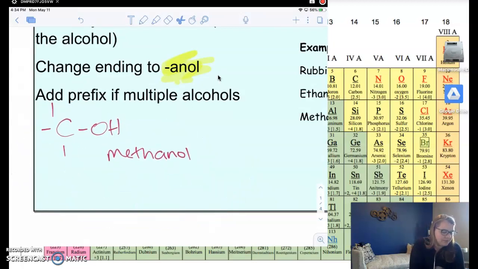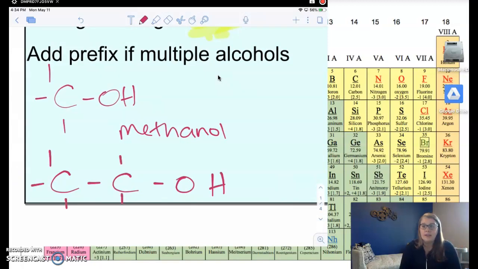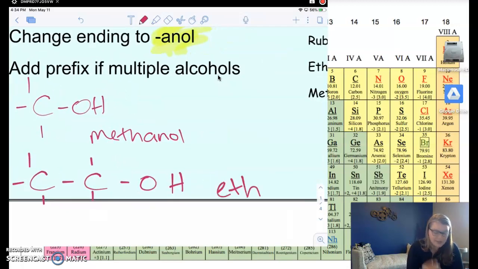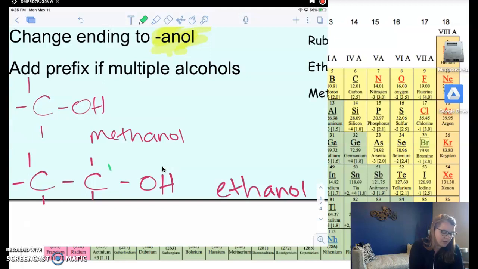So let's try another one. If I drew this, now you see two carbons. So now you would say eth, because that's our prefix for two carbons. You see the OH, that alcohol functional group again. So then you're going to say anol. If we do our counting, this alcohol, 1, 2, if you count backwards, is on the first carbon, so you don't need to add a number. So this is just called ethanol. All right, so here's just two examples.